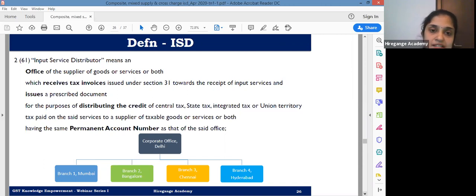Because keep in mind, in a simple manner, an ISD is nothing but like a post office. It is that office, which could be a corporate office, which receives the invoices for input services pertaining to different offices of the same business entity located in other locations or states, and distributes the credit based on where it was consumed. Where was that input service consumed? Which receiving location got the benefit of that input credit? Depending on that, the distribution would take place.